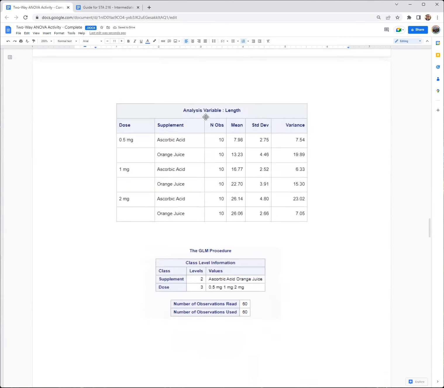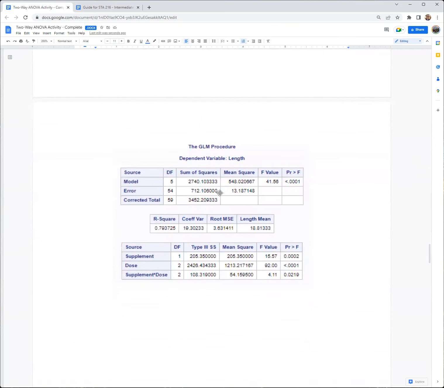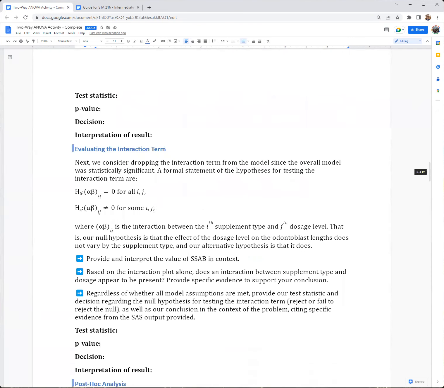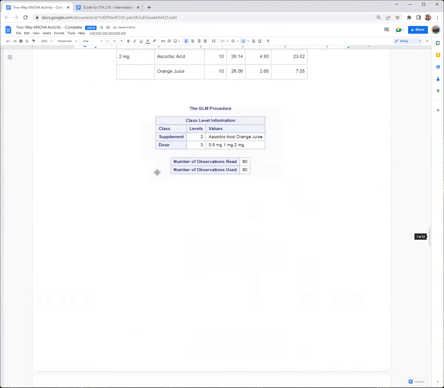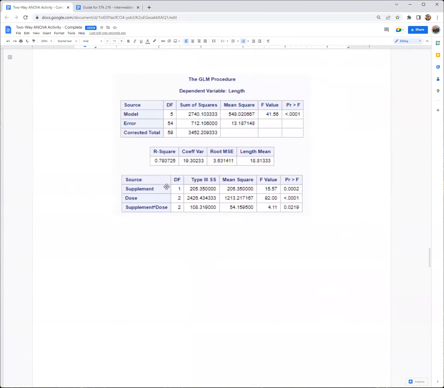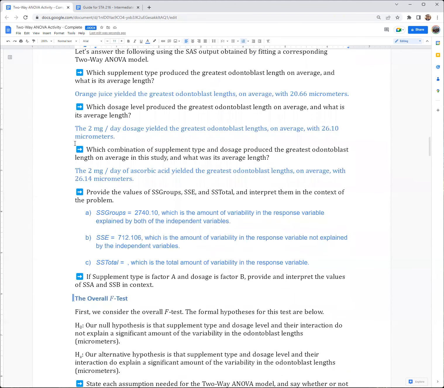SSE is 712.106. And SS total is 3452.21. Maybe we'll round this one to 2 decimal places as well. Okay.